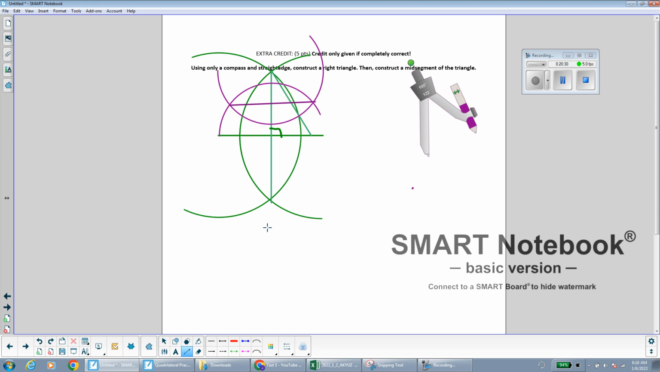And I'm doing that as best as possible because it's really hard on the computer. The point where my perpendicular bisector hits the triangle would be the midpoint of that side of the triangle. So I have one midpoint. I just need to find the midpoint of another side to make the midsegment. So let me use a different color for this.